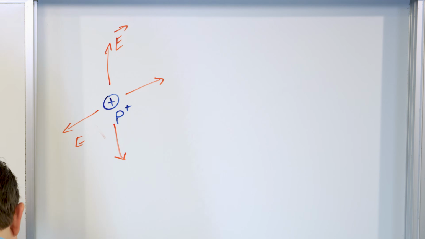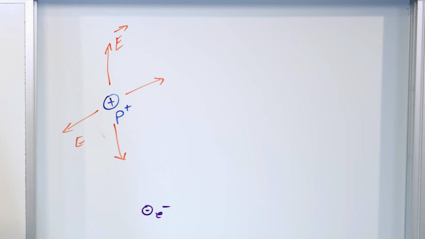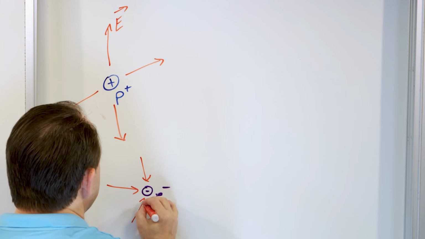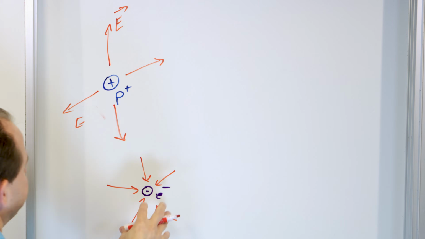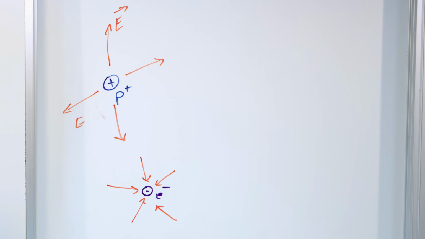And the same is true of negative charges. You could have an electron right here. Except the electric field doesn't emanate radially outward. The electric field actually radiates inward towards electrons. But you can see that the arrows go straight in and out of all the particles.